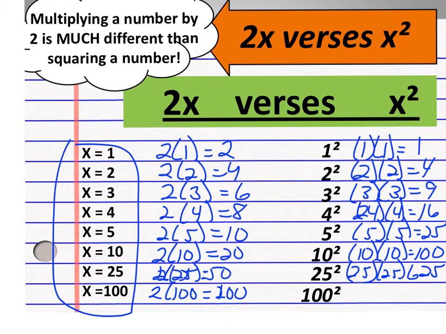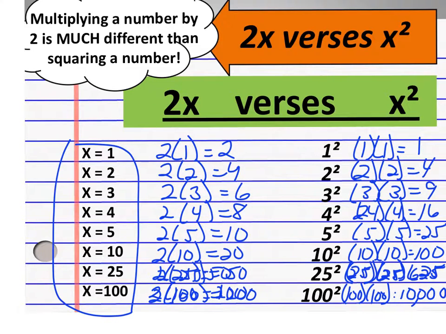2 times 25 is 50. And an even bigger difference, 25 times itself equals 625. Last one, 2 times 100 is obviously just 200, but 100 times itself is 4 zeros: 1, 2, 3, 4. 10,000.